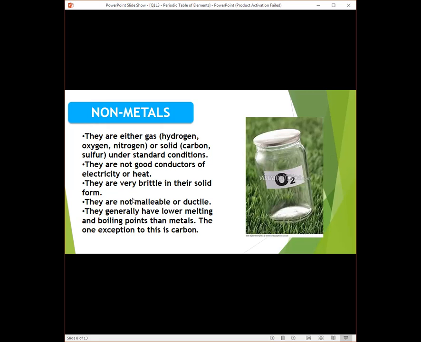Nonmetals are very brittle in their solid form, so it's easy to break this kind of materials. Unlike with the metals that no matter how you hammer or pound them, they won't easily break. Nonmetals are not malleable. They are not ductile as well. They have lower melting and boiling points than metals. But one exception is carbon. So it doesn't have a low melting and boiling point.